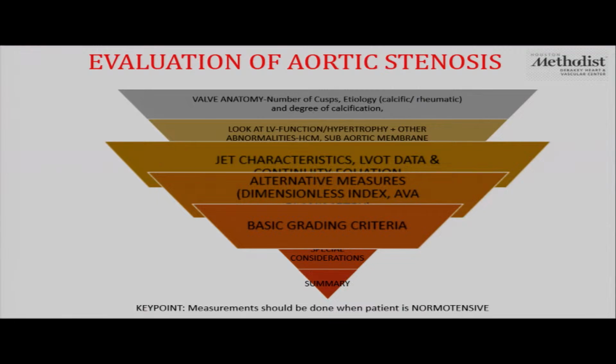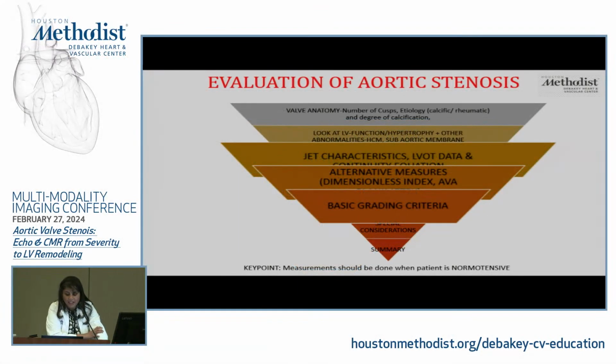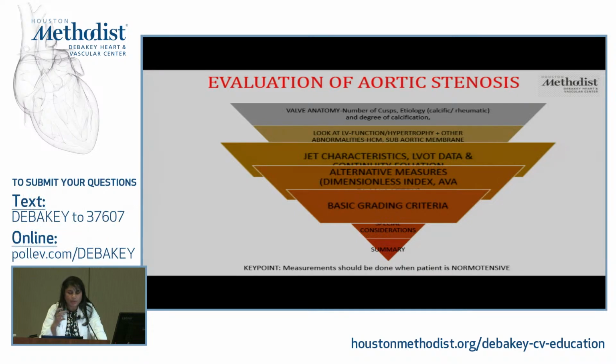One important point I really want to make is that systemic hypertension is very important, right? It poses a secondary pressure overload on the left ventricle, and it can actually lower the transaortic pressure and flow across. So whenever you're doing any aortic stenosis calculation, always make sure the patient is normotensive.